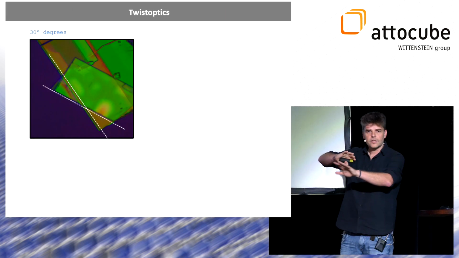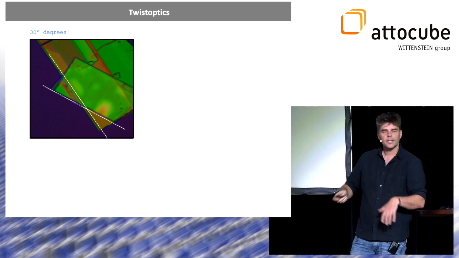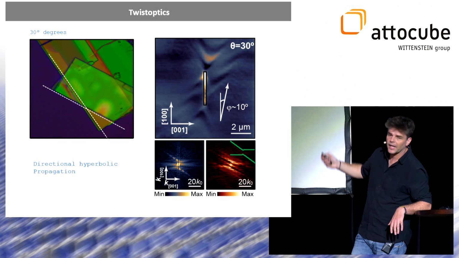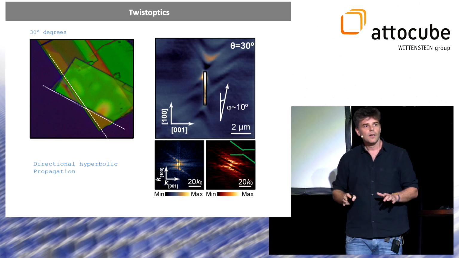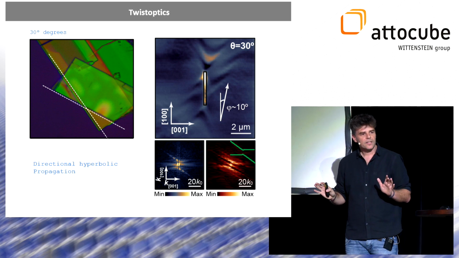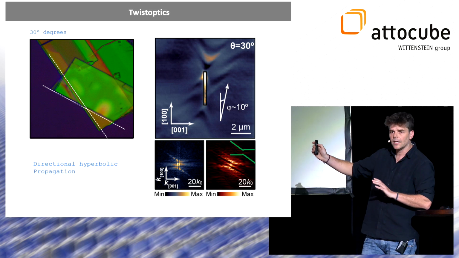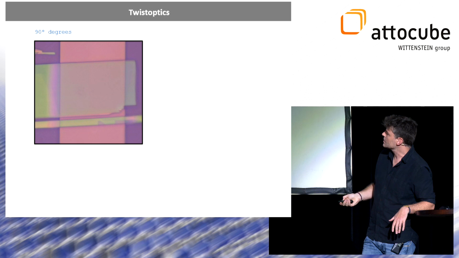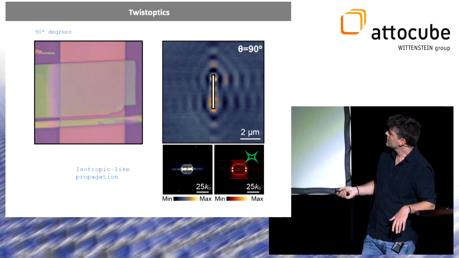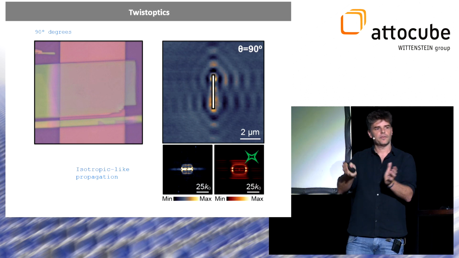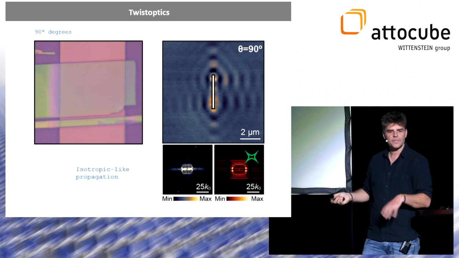As I told you, we just exfoliate and rotate the samples. We put a 30 degrees angle, and we saw hyperbolic propagation. Nothing really nice. It's the same propagation, but slightly directional, tilted a little bit. We can manipulate this propagation, but still it's not so nice. If we put 90 degrees, we have the closed curve, and then we have kind of isotropic propagation. And what happens in the middle?